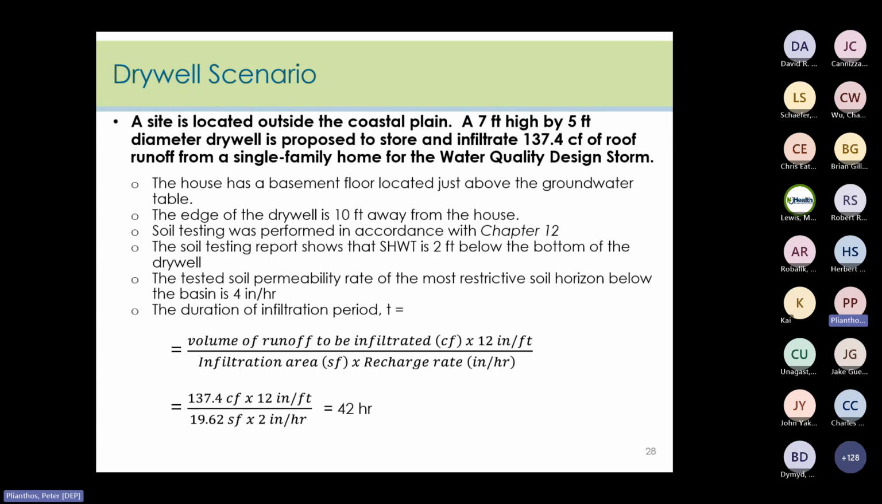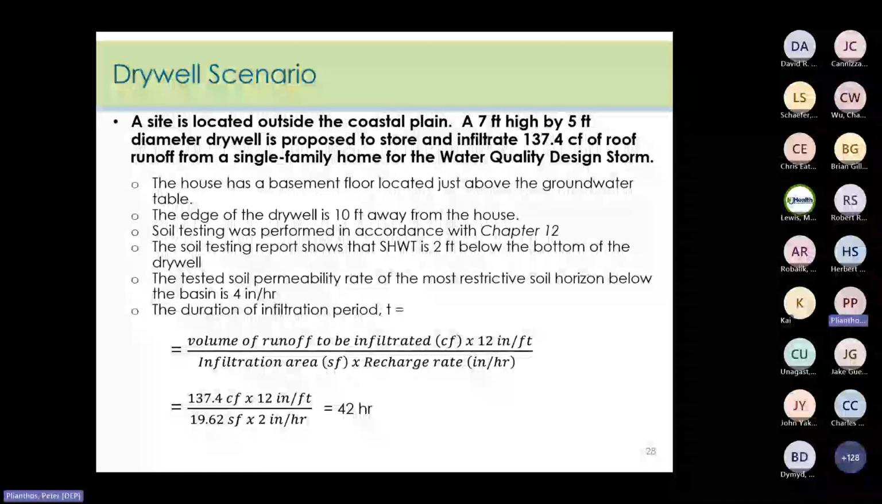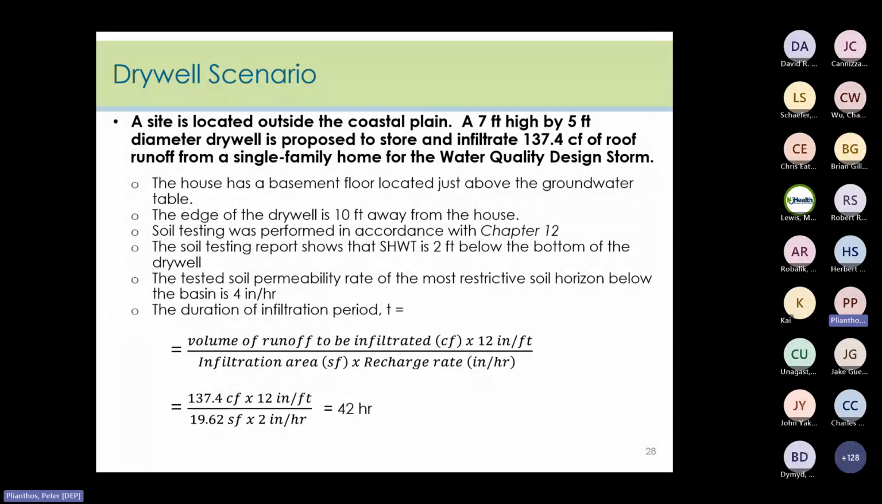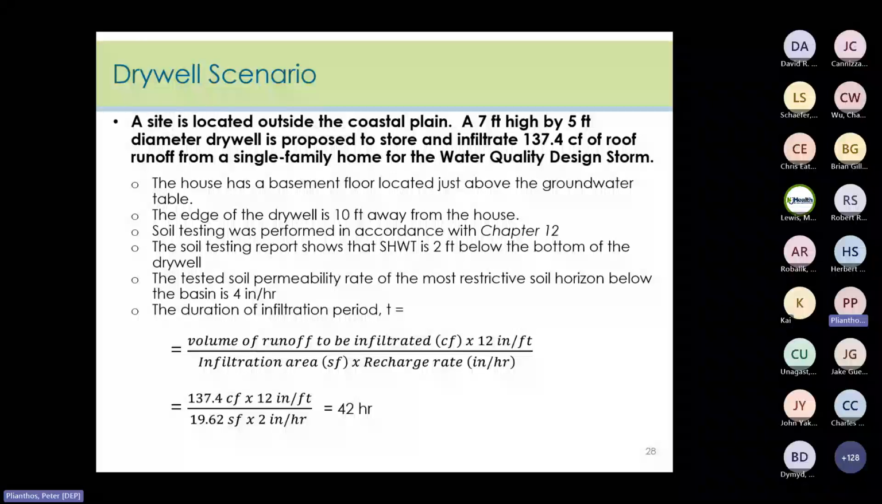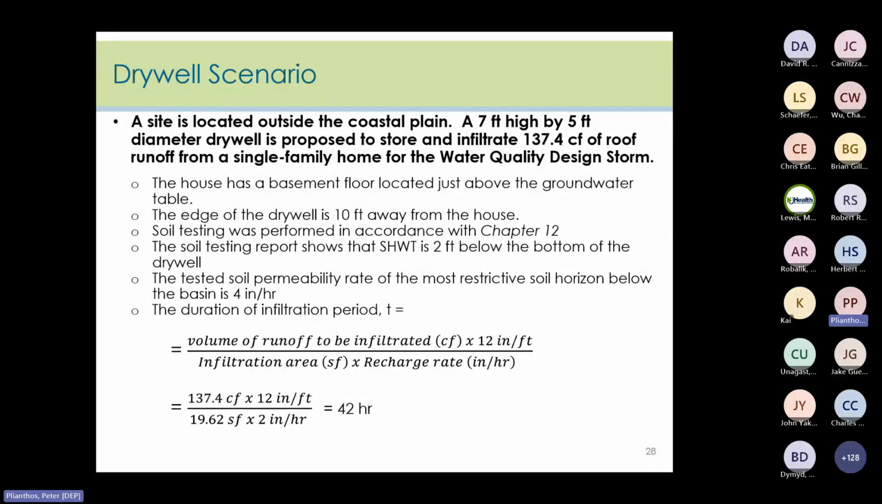The house has a basement floor located just above the groundwater table. The edge of the dry well is 10 feet away from the house. Soil testing was performed in accordance with Chapter 12. The soil testing report shows that the seasonal high water table is 2 feet below the bottom of the dry well. The tested soil permeability rate of the most restrictive soil horizon below the basin is 4 inches per hour. And then the duration of infiltration period comes out to 42 hours.